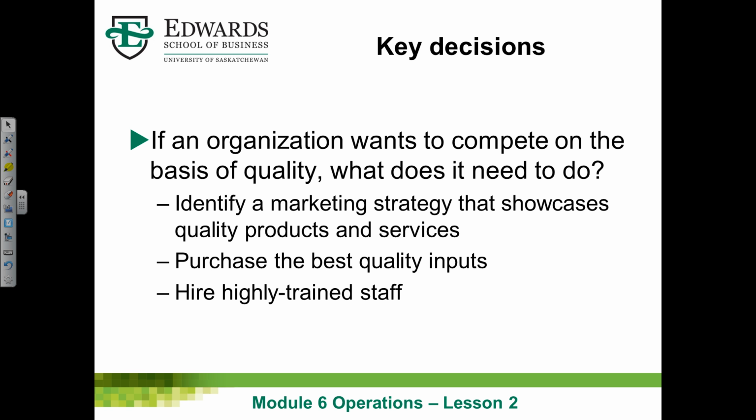I think a couple of things would be important, would be identifying a marketing strategy that would showcase your quality products and services. Notice here the alignment between operations management and marketing. Hopefully you're seeing in this course that none of the different disciplines are in silos. They're not totally separate. There are linkages between all of the dimensions that we look at in the field of business. If you're competing on the basis of quality, a good idea to purchase the best quality inputs that you've got. And maybe hire very highly trained staff, because you're offering exceptional service. You're offering that exceptional, exquisite quality in your products and services.